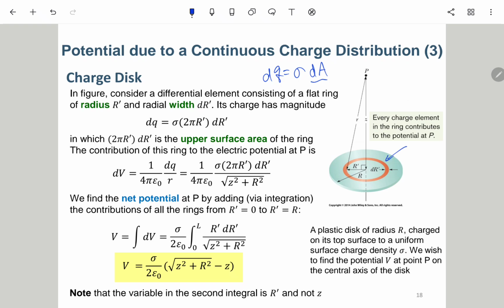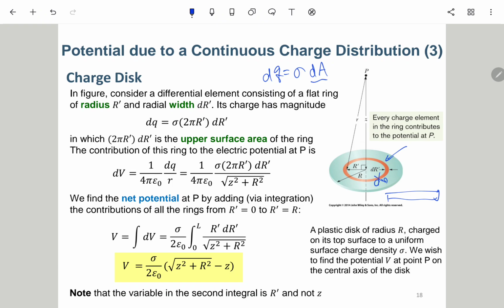For dA, here we have the ring. Of course this is very thin, but we need to calculate its area. We try to use scissors to cut it and then flatten it. 就是把它剪断，它是一个圆环，把它剪断，然后把它铺平，flatten it. So it turns out to be a rectangle. I don't know why, but you assume it turns out to be a rectangle.